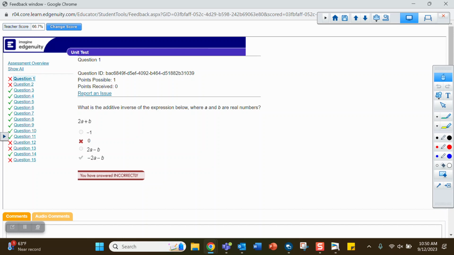So the first question says, what is the additive inverse of the expression below where A and B are real numbers? So the additive inverse is you're basically changing the signs. So 2a plus b becomes negative 2a. You can say plus negative b, but it's really adding a negative is the same as subtracting. So you can see that here, the additive inverse.